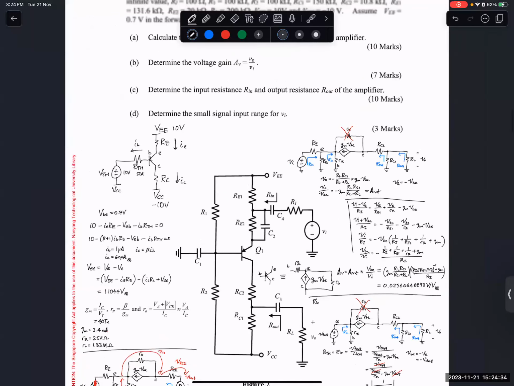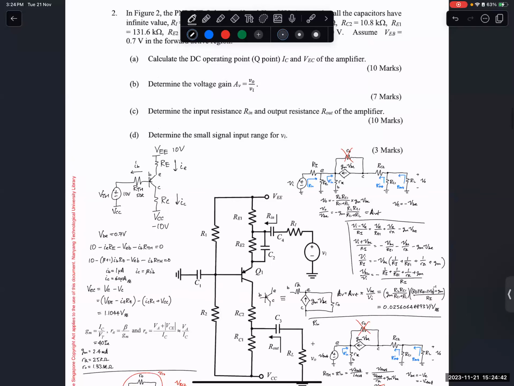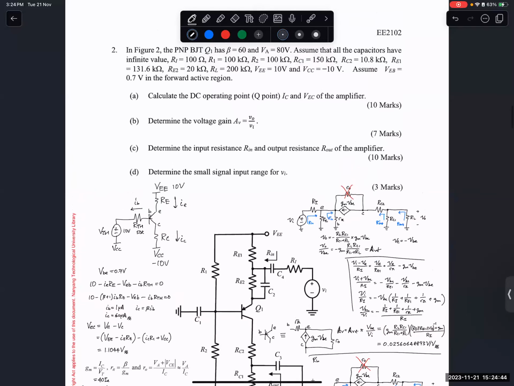Oh, I used the wrong calculator. Bro, what do you mean? The value I stored is in this calculator, and I went and used the other calculator. Now I was thinking why the value was different.